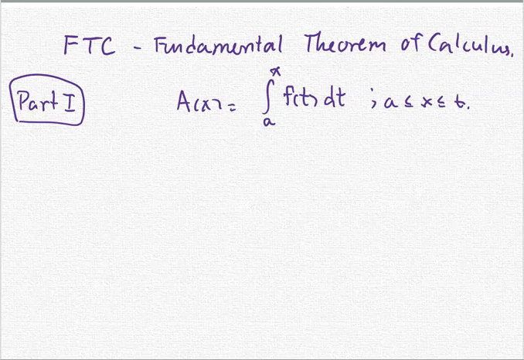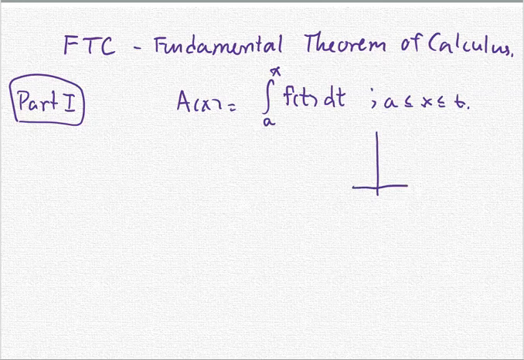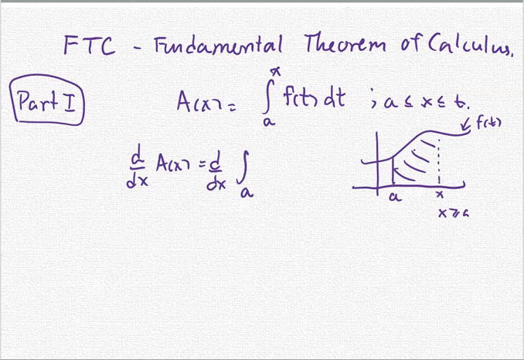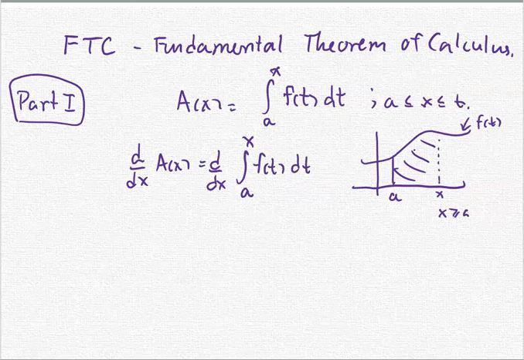So with this definition, that explains the area under the graph. This is a graph of the function f of t from the point a, and the x could be anywhere as long as x is greater than a. And then we find the derivative of this area function, which is the derivative of the definite integral from a to x of the function f of t with respect to t.